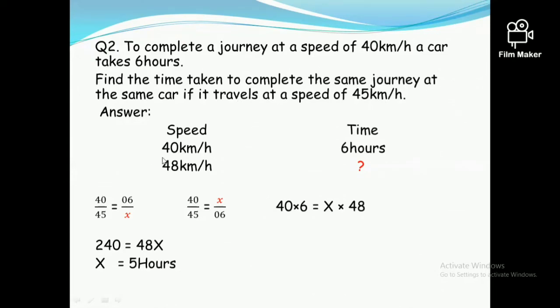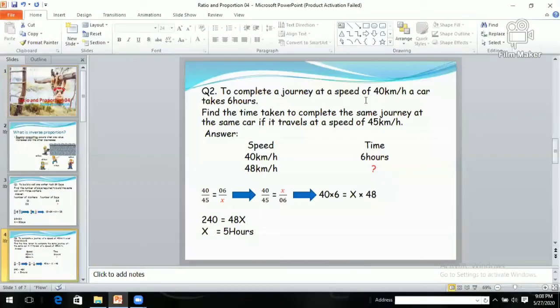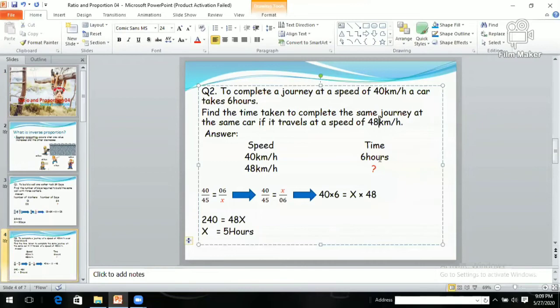Let's go ahead with this. For a speed of 40, it takes 6 hours. For 48, we need to see how much. I just want to make a change. This should not be 45, it should be 48. So we'll make that change. Here it's 48. Let's go ahead.